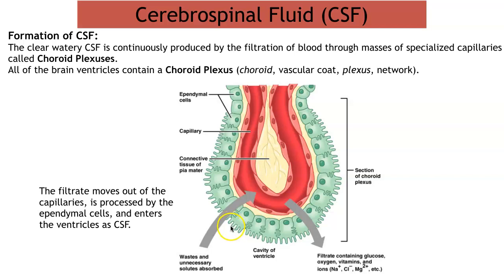And some of these ependymal cells have microvilli. They are actually going to be absorbing any waste products from the neurons, and they're going to absorb it back into the capillaries. So good stuff, the CSF.